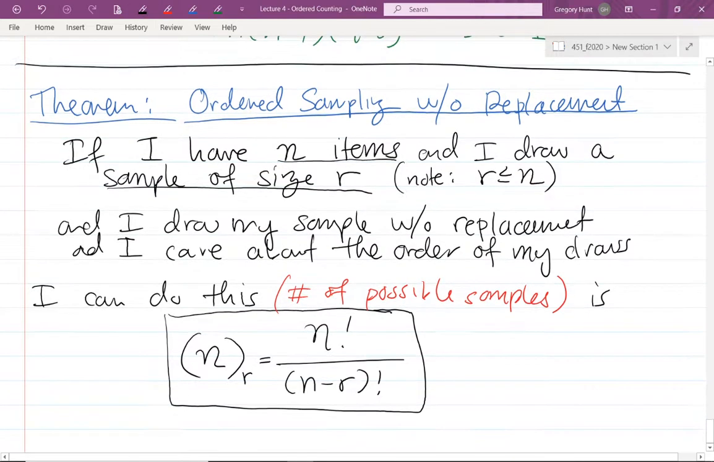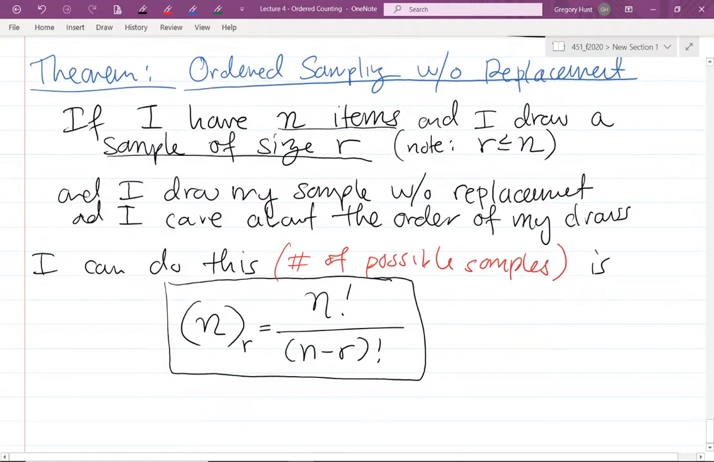Okay. So again, let's just absorb what this says. N items, I'm going to draw r of them into a sample. I'm going to not replace them after each one I draw. And I care about the order in which I draw them. How many different samples can I draw? I can draw n factorial over n minus r factorial. That's what the theorem says.